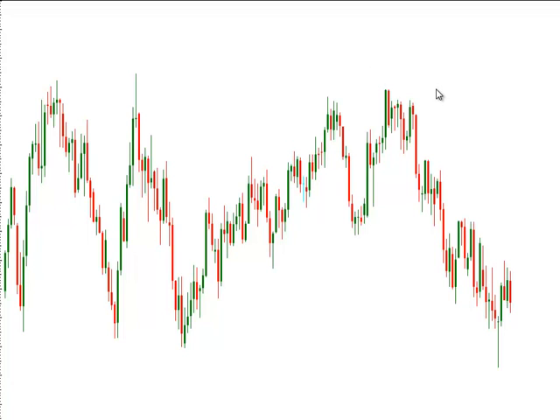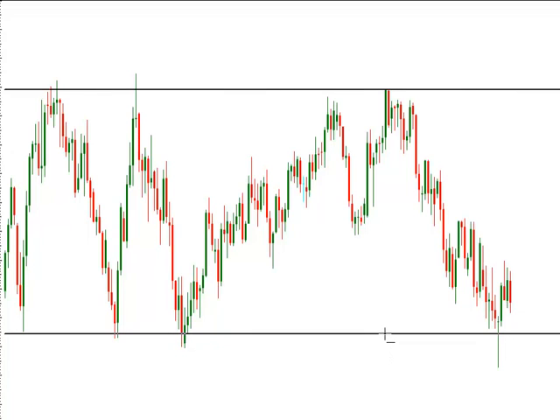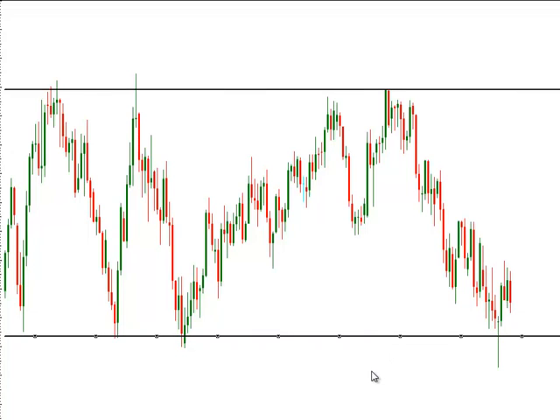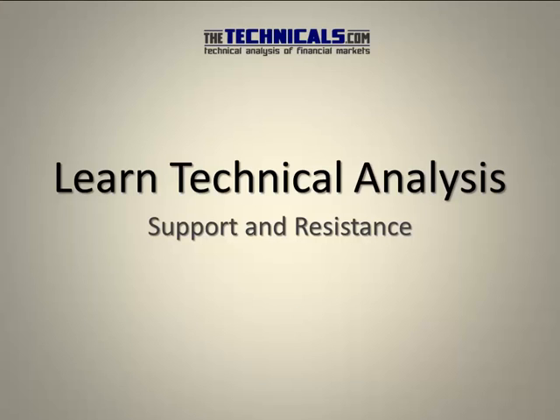Let's take another example here. This is the Aussie dollar chart, and I'll go ahead and draw resistance, as we can see here. And then we could just as easily draw support right around here. Support and resistance are among the most important technical tools available for finding high probability opportunities to buy or sell in the financial markets.